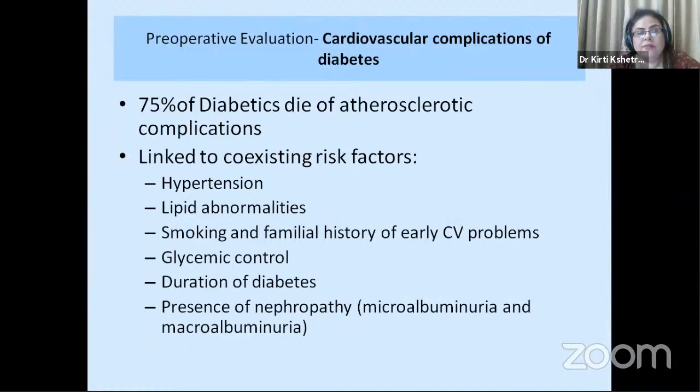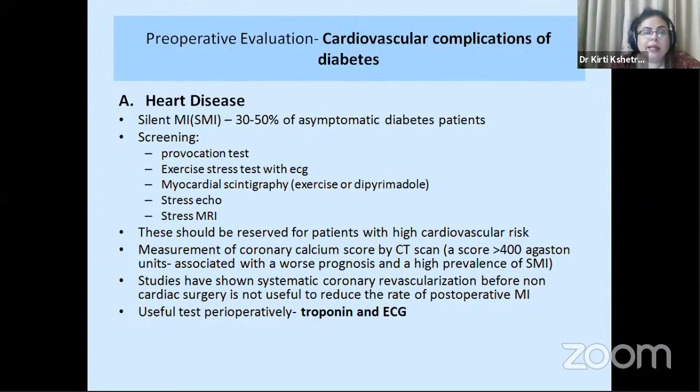Cardiovascular complications: 75% of the diabetics die of atherosclerotic complication. Along with the inherent cardiac involvement due to diabetes, the coexisting factors also matter, like hypertension, lipid abnormalities, smoking, and familial history of cardiovascular problems, glycemic control, duration of diabetes, presence of nephropathy. Now, silent MIs: 30 to 50% of patients are asymptomatic. The silent MI is not diagnosed, and can only be done by provocation tests like exercise stress testing, myocardial scintigraphy, stress echo, or stress MRI.